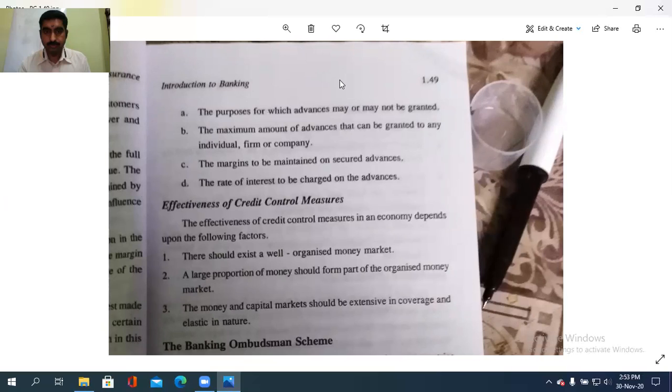So that is the case. The purpose for which the advances may or may not be granted. In what way the advance needs to be given, what is the purpose behind that, that needs to be checked. Then the maximum amount of advances that can be granted to any individual or firm or a company.